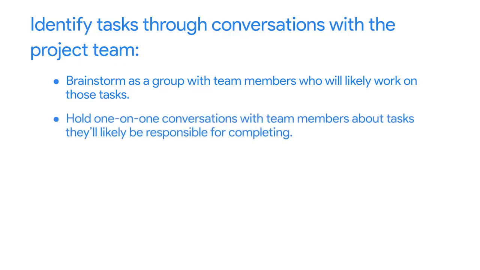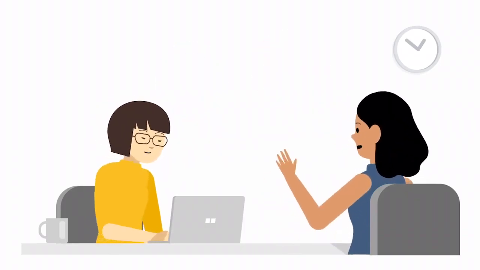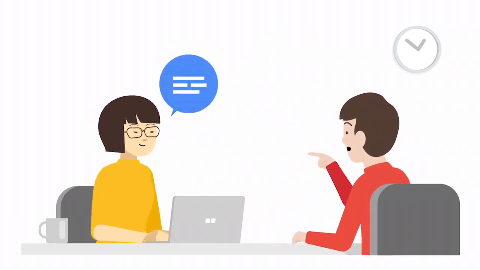Another way to discover tasks is to hold one-on-one conversations with team members about tasks they'll likely be responsible for completing. For example, you might have a discussion with a vendor who specializes in training restaurant employees to determine how to prepare for the training. Or you might reach out to a graphic designer to discuss creating new marketing materials. Your team, outside vendors, and company executives have specific expertise and job experience that gives them a deeper understanding of the work required to complete tasks or reach milestones.